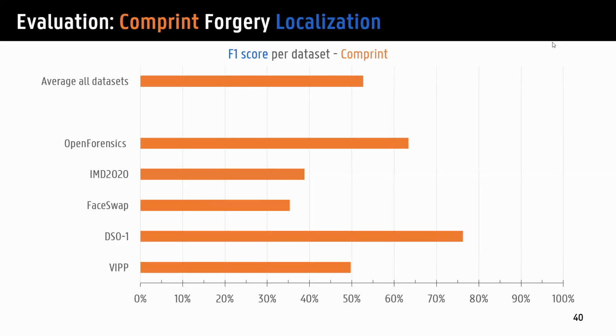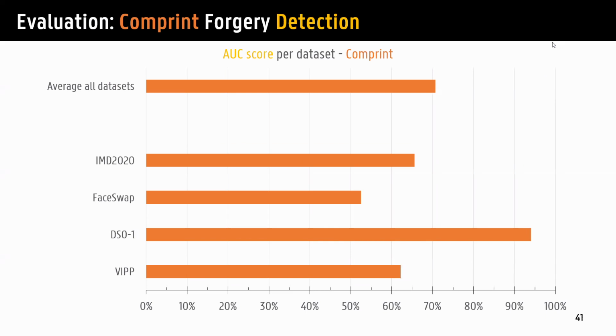But on average, we can look at these larger data sets. How well does it perform? We see the F1 score, which is a harmonic mean of the precision and the recall, which is a measure for the forgery localization. We see that the results vary over the different data sets, and there is still some room for improvement. Similarly, for forgery detection, where we calculated an AUC score, we see that there's still room for improvement.